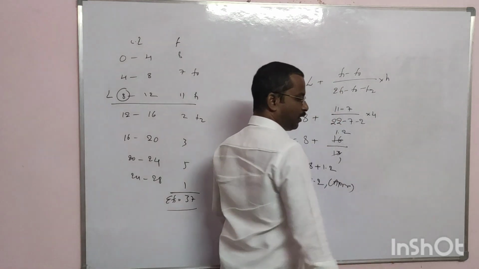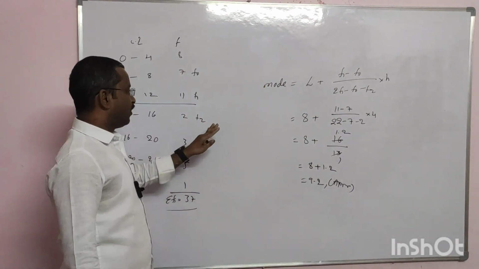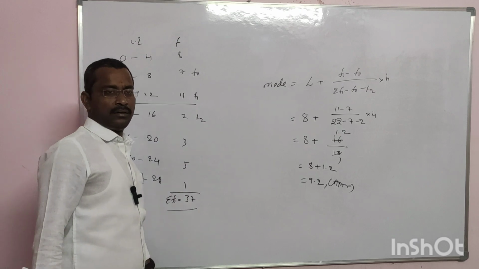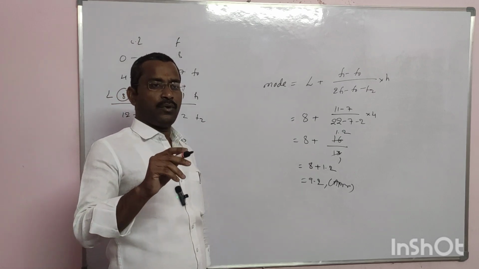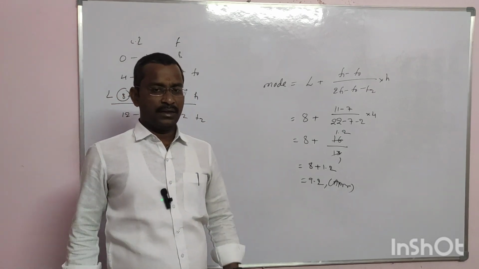This is approximate, because you did not take the total values. This is finding the mode. The formula is important, and at the same time all 3 methods.